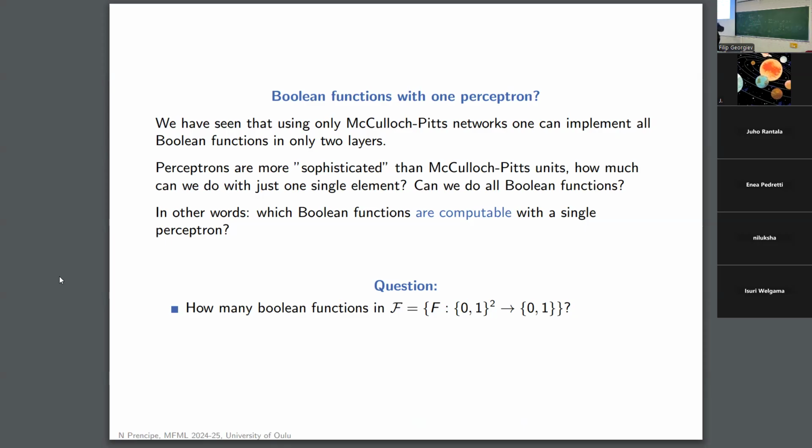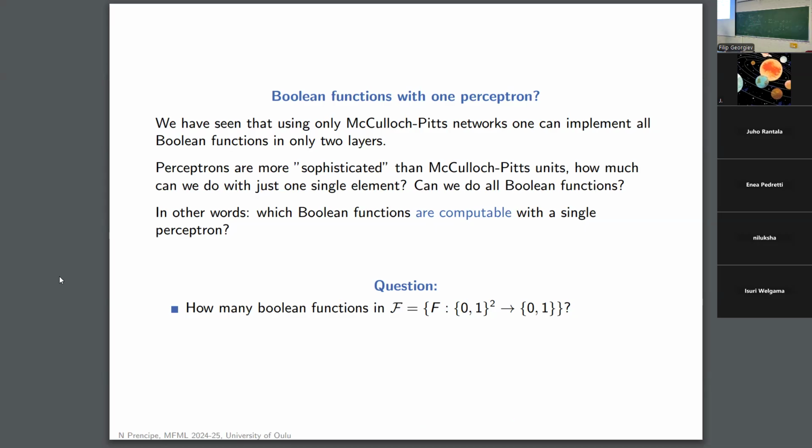So the proper question is: is a Boolean function computable with a single perceptron? Because before I was saying that the Boolean functions I can do with 2 layers. If you try, probably during the exercises, to use McCulloch-Pitts units with just 1 unit, you have 4 options times all the possible thresholds, but there are not so many. So McCulloch-Pitts units with just 1 neuron don't do much.